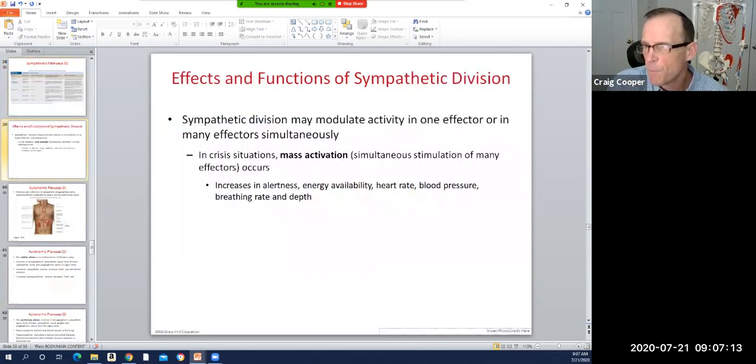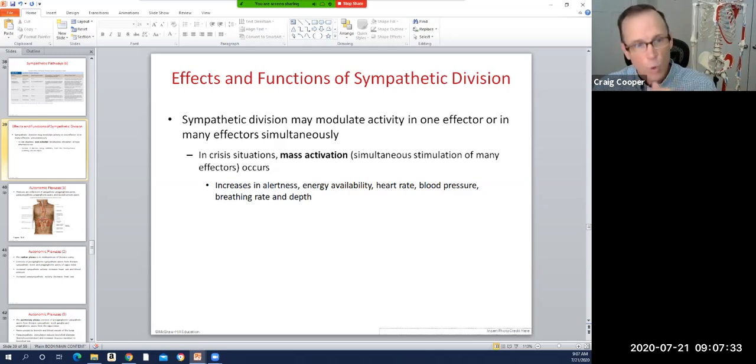All right, so this term mass activation is kind of like pulling the fire alarm and letting everybody in the building know what's going on. That's what we like about the sympathetic response when we are in a fight or flight situation. It really helps to make us more alert from a vision standpoint. Our hearing is enhanced a little bit.